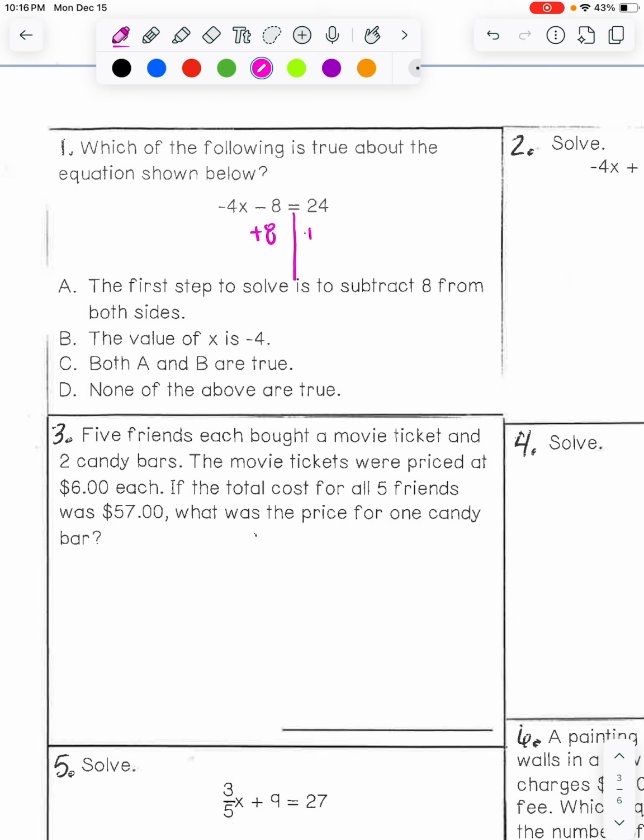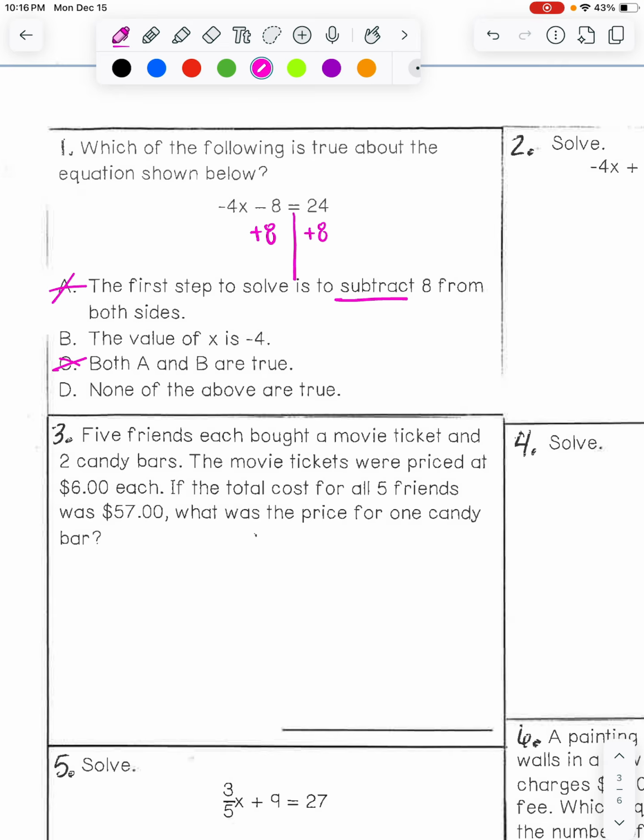We're definitely not going to do that, right? So we're definitely not subtracting. So that definitely makes C also not true. Both A and B are true. So I can also see if the value is -4. Excuse me. So a couple of different ways I could figure that out.